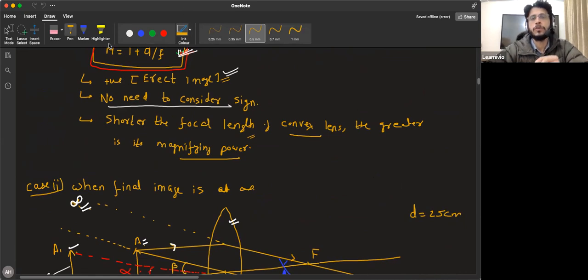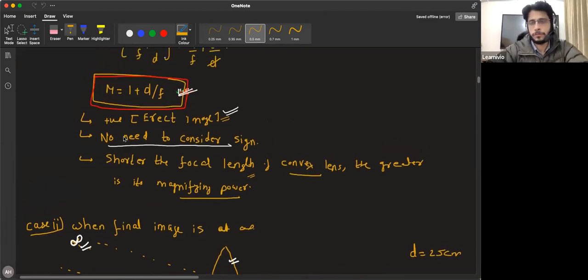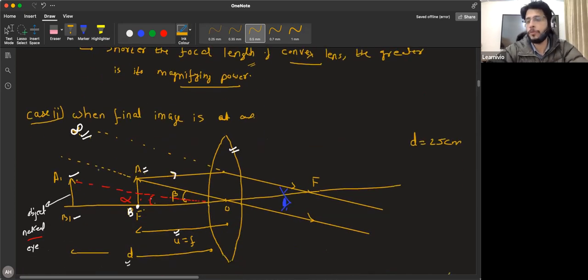Done, sir. Okay. So for what position of object the final image is at infinity? At what position should I place my object in front of the lens so that my final image is at infinity? At far point, sir. No. I need my image at infinity. I'm asking about the object position. Where should I place my object to get my image at infinity? At focus. Yeah, at focus. So when you place your object at focus, then your final image will be at infinity.